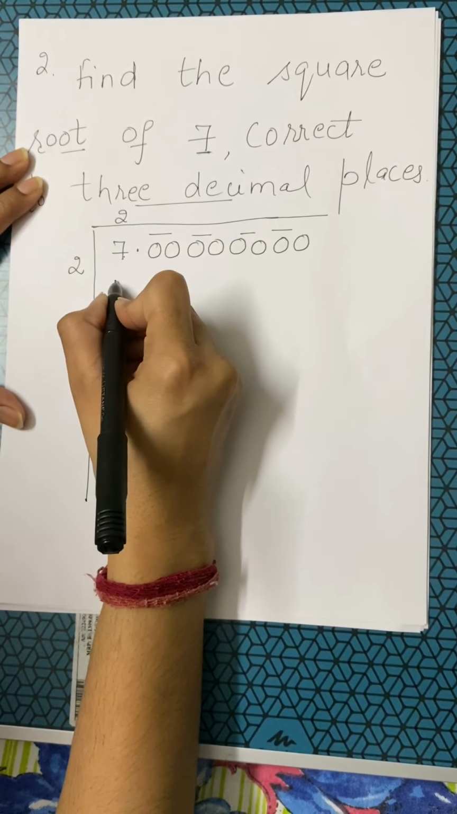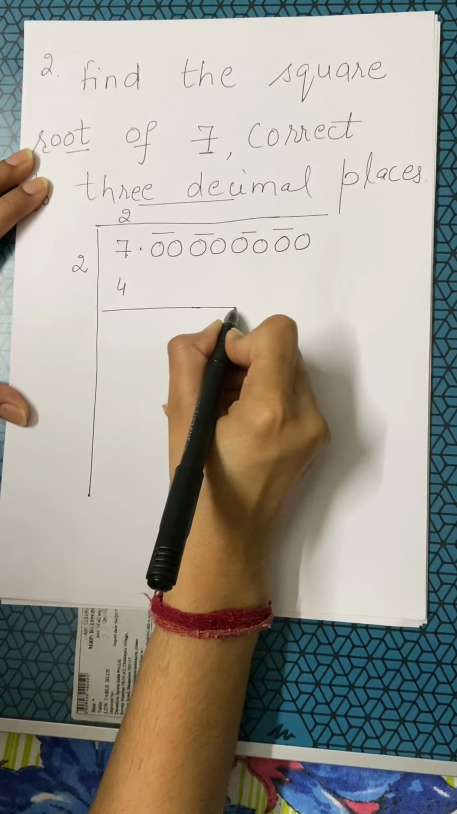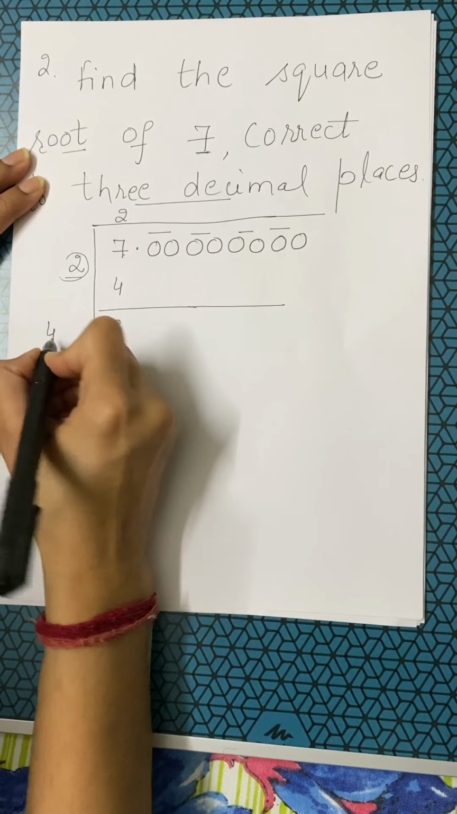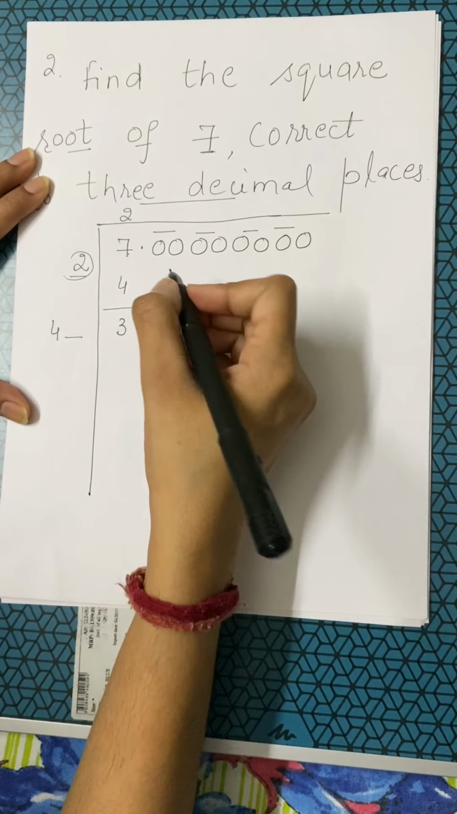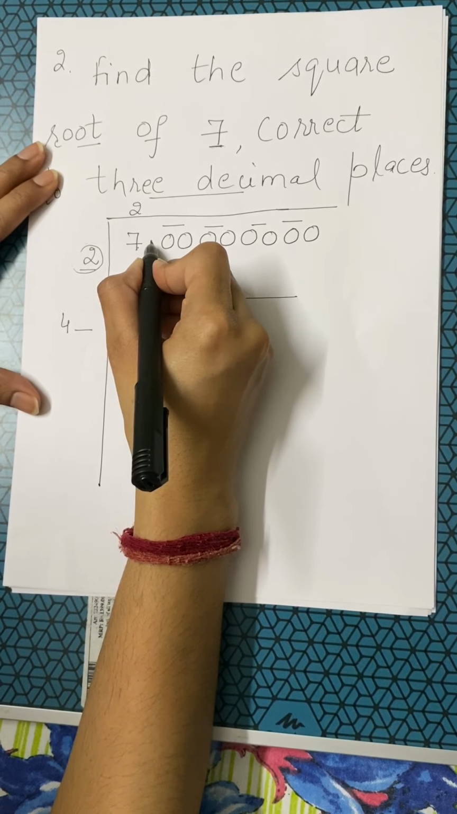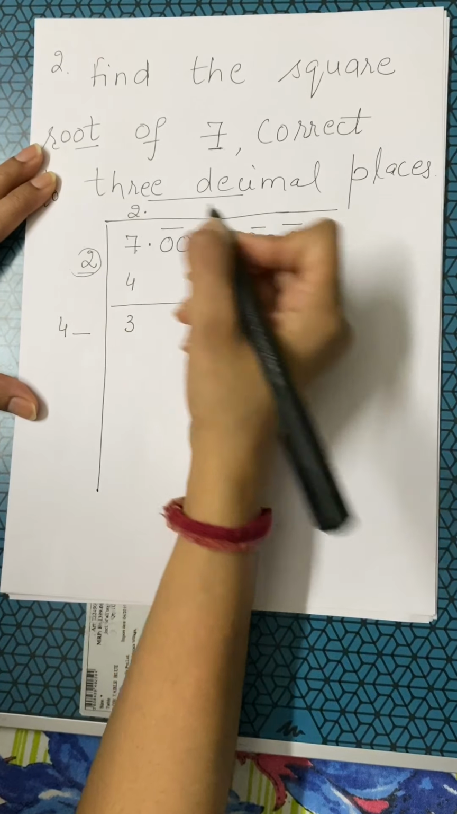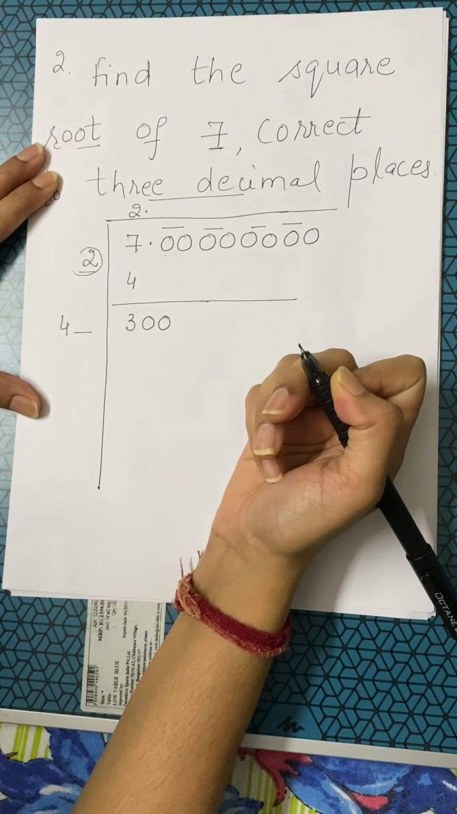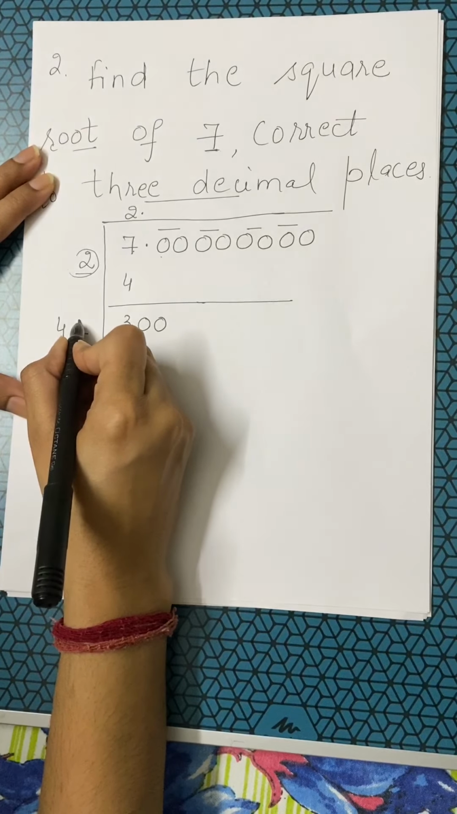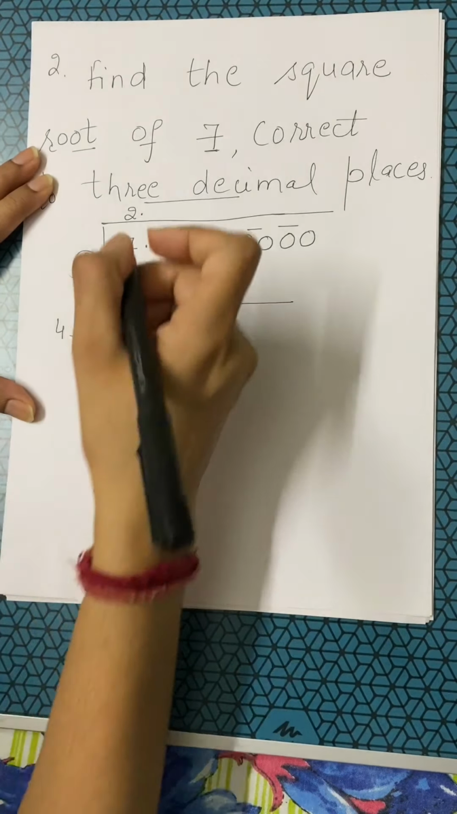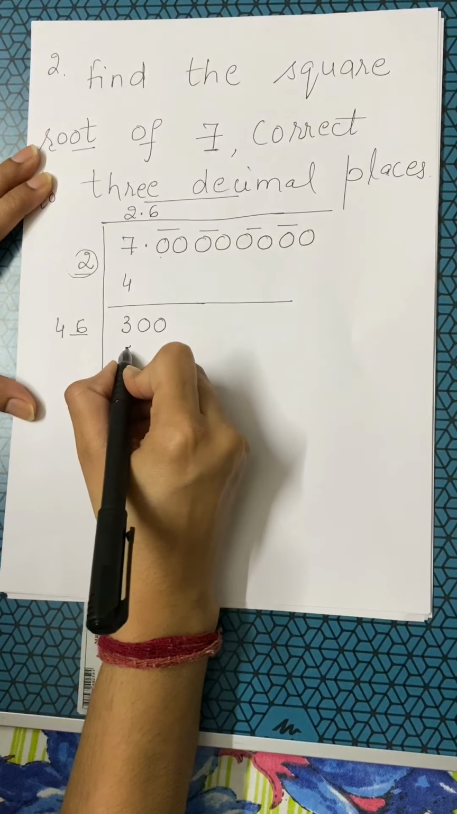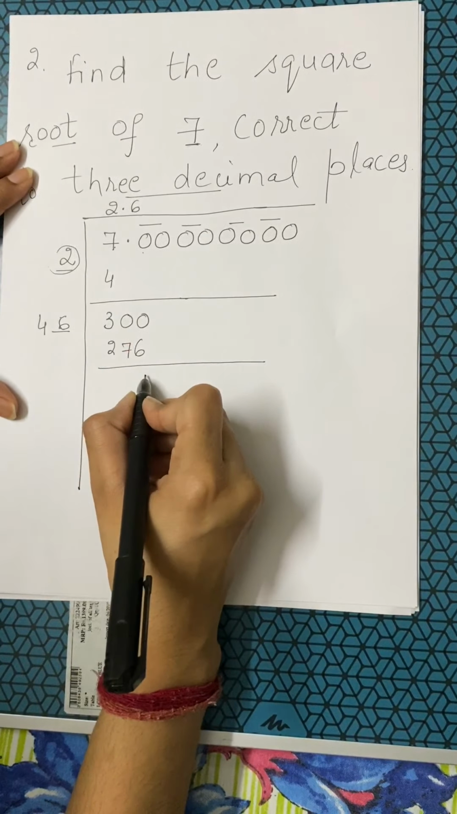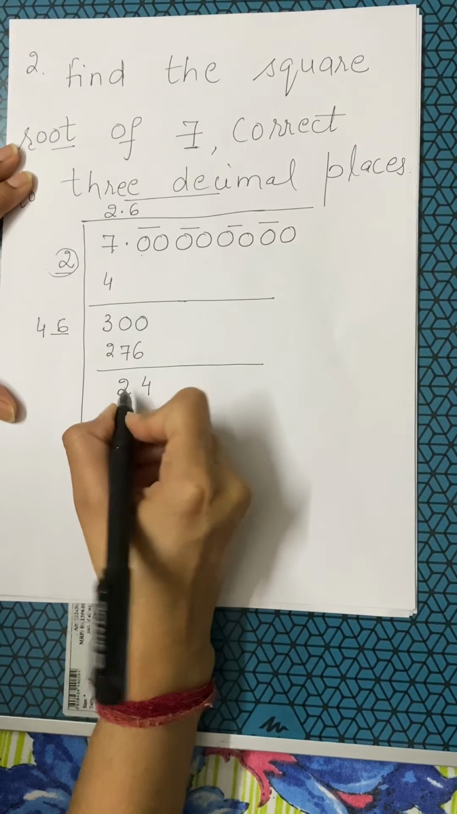I will write 2 here. The remainder is 3. This number is multiplied by 2, so I will write 4 here and put a dash. Students, please keep it in mind: I have put a decimal here, which means I need to put a decimal in the quotient as well. Now 2 zeros will be taken all together. When I checked, I found this number can be multiplied by 6, so this will come out to be 276. The remainder is 4 and this will be 2.